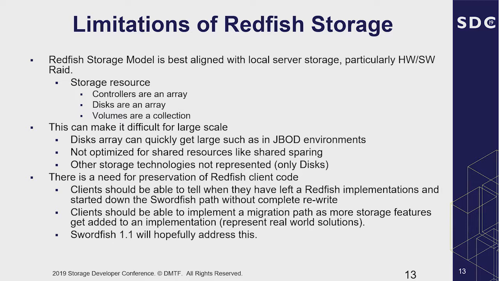So clients really needed to implement a migration path so that as they walk through a Redfish collection, they realize, oh, wow, this is a Redfish collection with storage things in it. Or this is actually a Swordfish thing backed by Redfish. We needed a way to preserve that client code out there and give them a migration path, kind of a crawl, walk, run scenario. And hopefully Swordfish 1.1 addressed that.